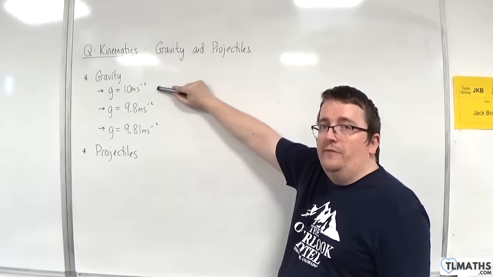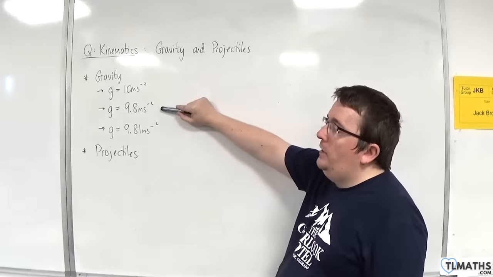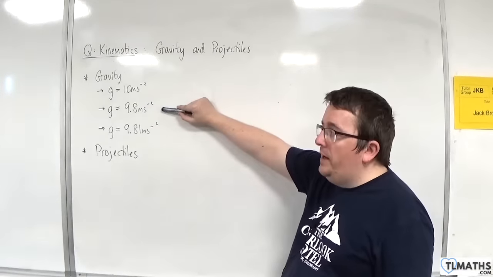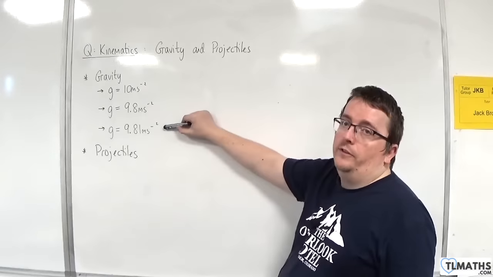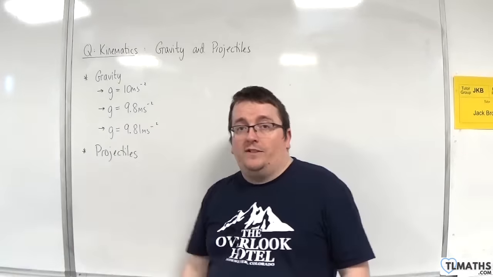Okay. Now, if the question starts with 10 meters per second per second, then they expect the final answer to be to one significant figure. You must write the final answer to one sig fig. If it's 9.8, then write your answer to two sig fig. If it's 9.81, write your final answer to three sig fig. So don't forget that.